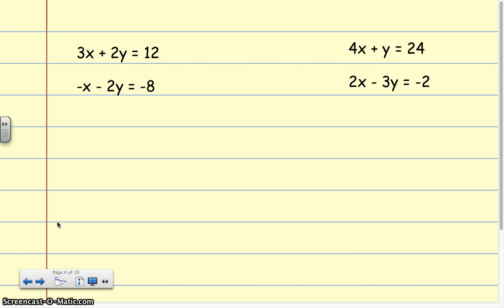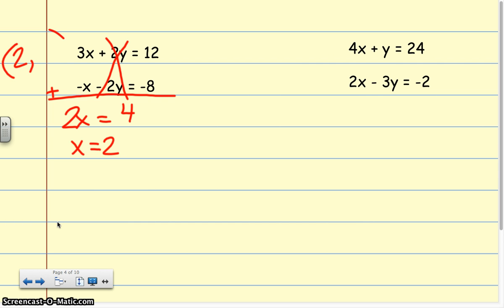So knowing that I can cancel the y's out, I'm just going to go ahead and combine these. I get 3x, take an x away, I'm at 2x. A positive 2 minus 2, that's gone. I have nothing there anymore. Equals 12 plus a negative 8 is 4. x is 2. So I got part of my solution.